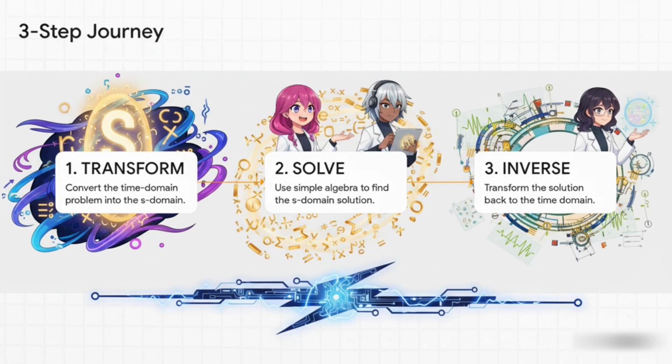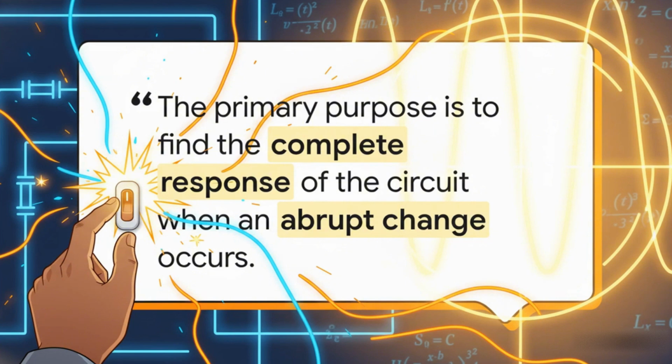Now, the whole point of this, the primary goal, is to find what's called the complete response of the circuit. And that's huge. It means we can predict everything, not just the final, settled state of the circuit, but also that initial, often chaotic behavior that happens right after you, say, flip a switch. That's the transient part, and it's super important.